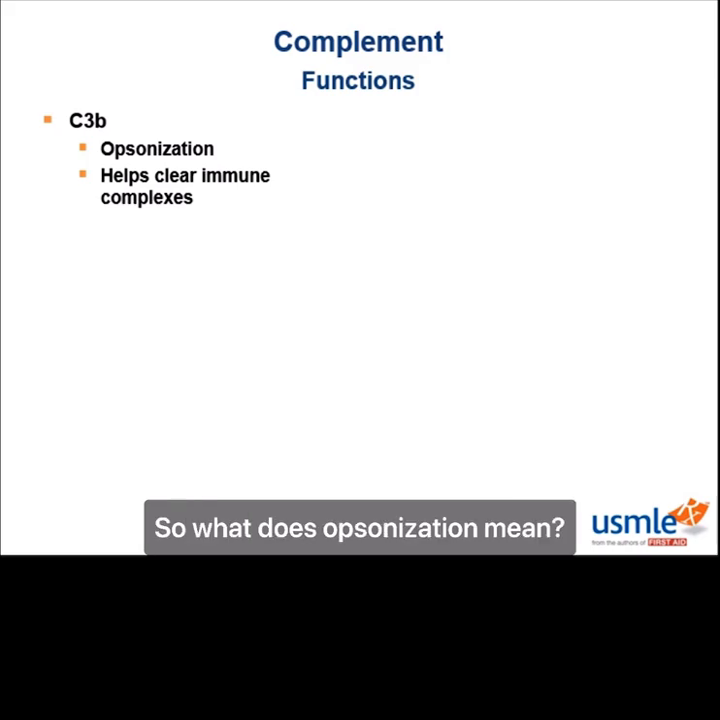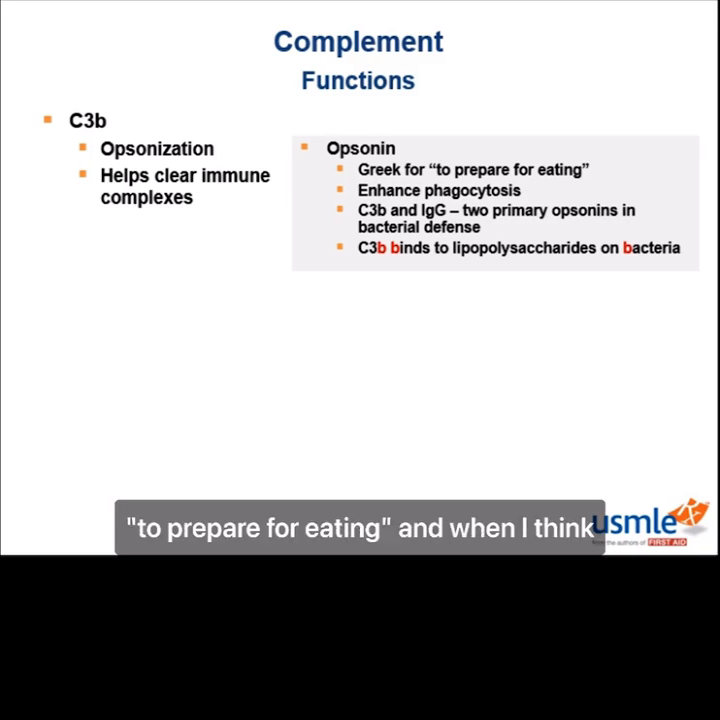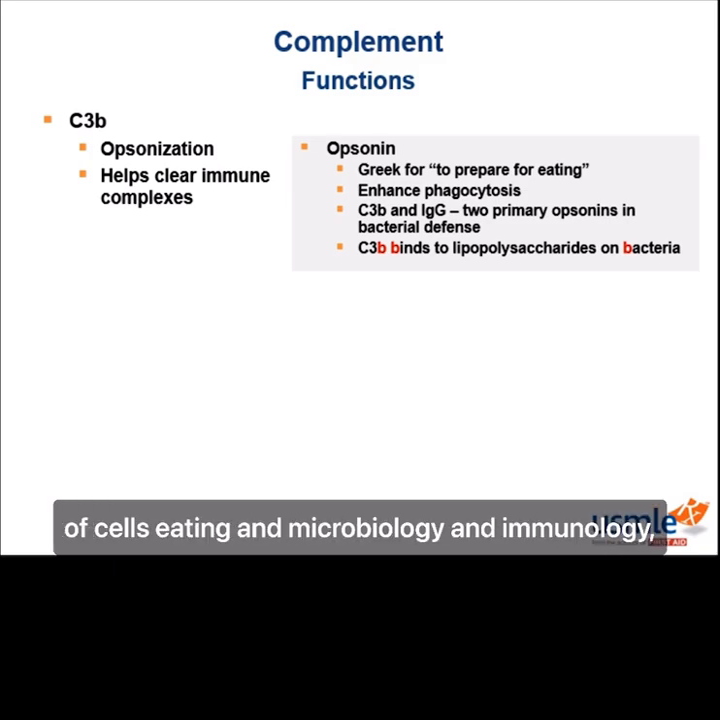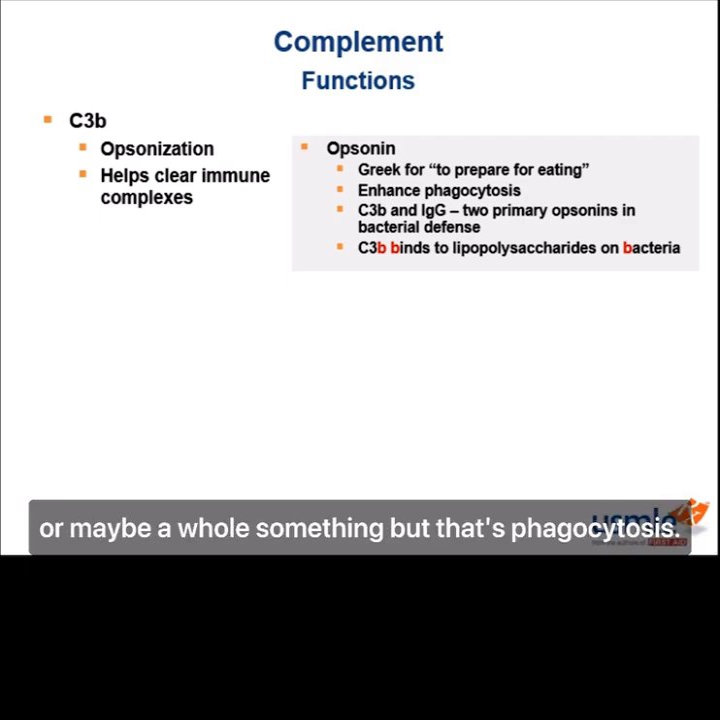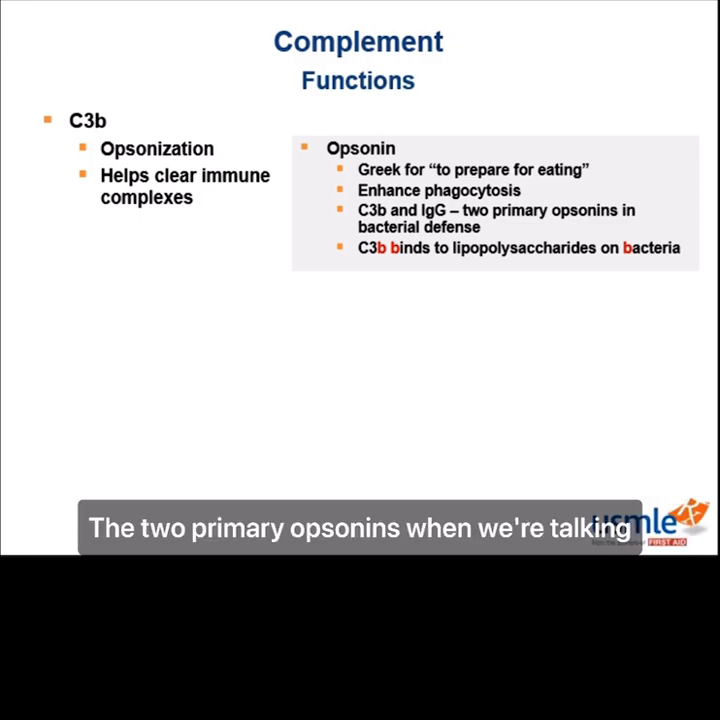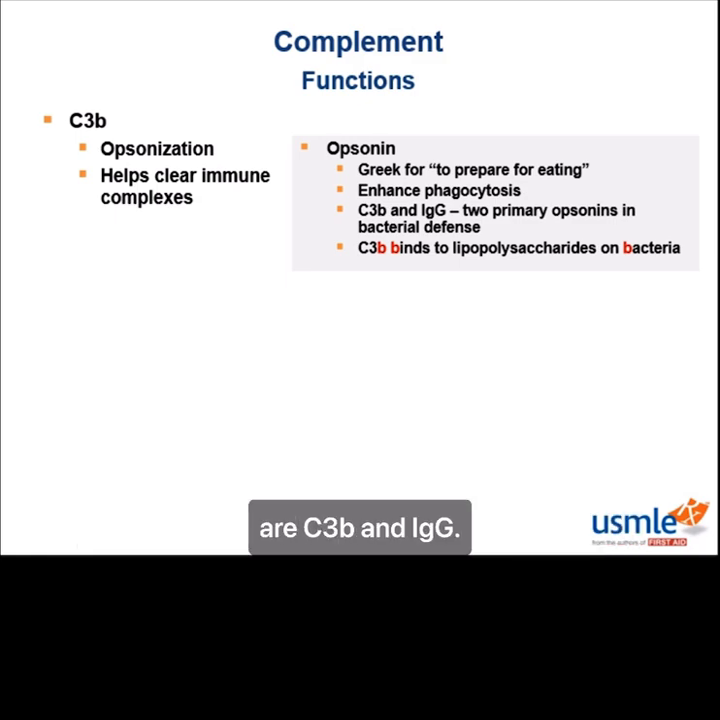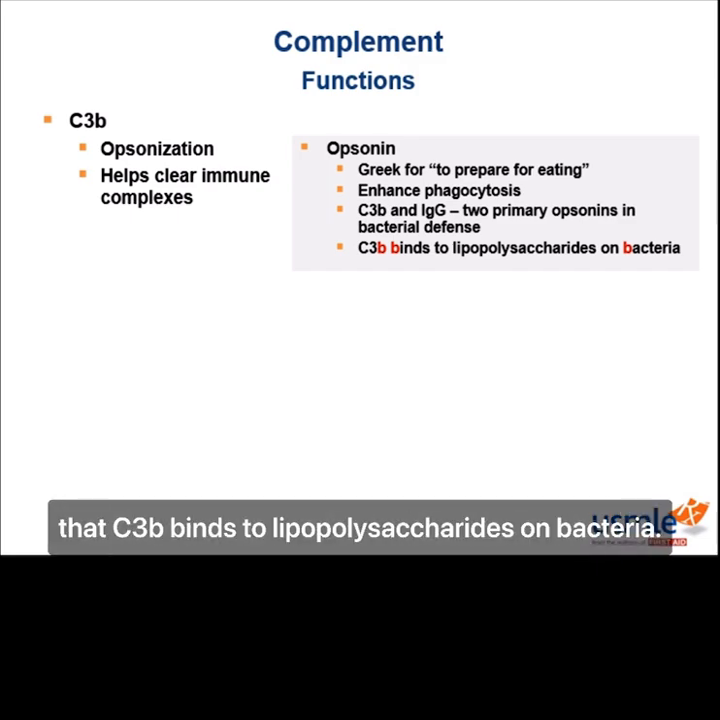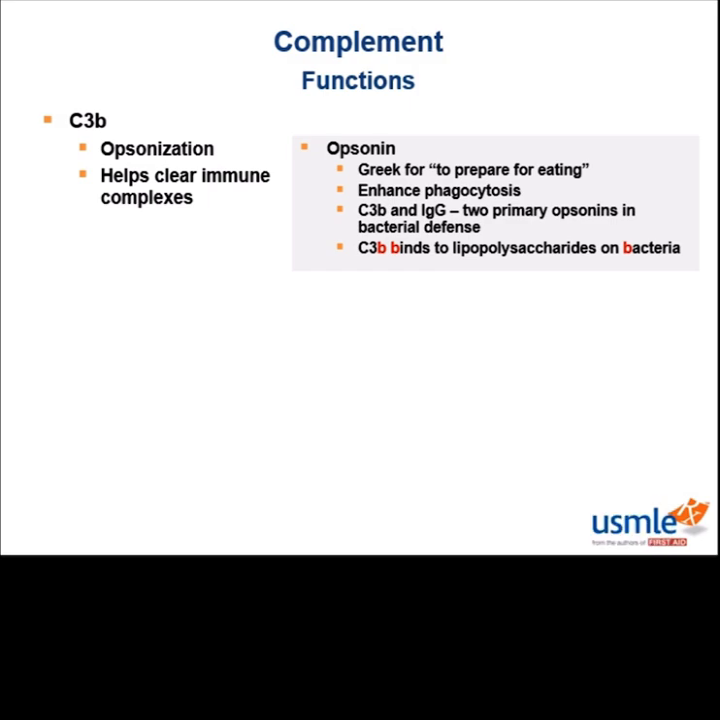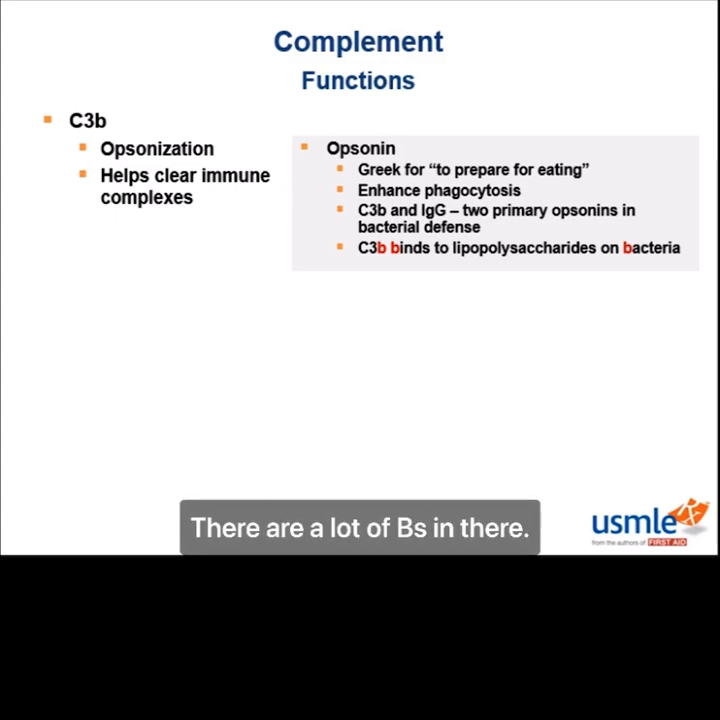So what does opsonization mean? Opsonin is actually Greek, and it means to prepare for eating. And when I think of cells eating in microbiology and immunology, I think of one cell engulfing a part of something, or maybe a whole something, but that's phagocytosis. The two primary opsonins when we're talking about our body's defense against bacteria are C3b and IgG. One way to remember this is to remember that C3b binds to lipopolysaccharides on bacteria. There are a lot of B's in there.